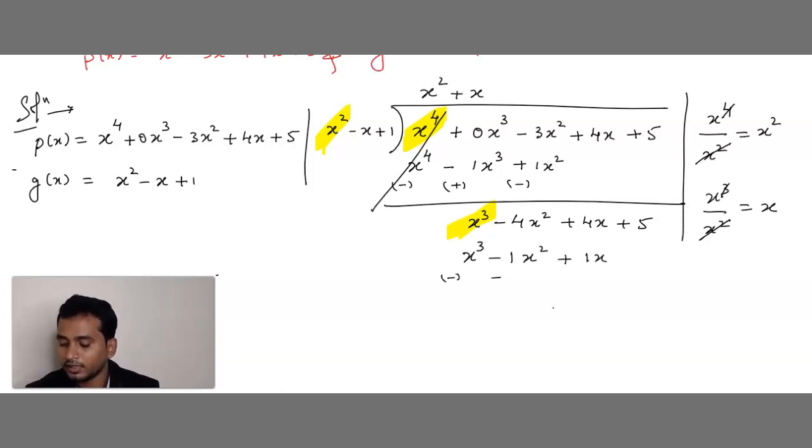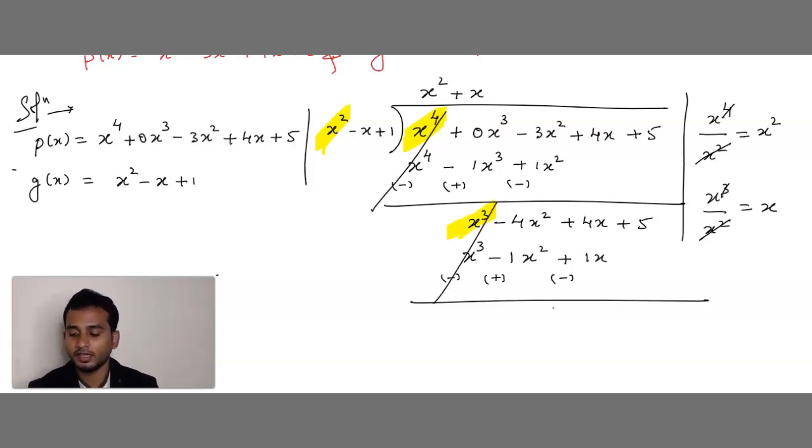Then this is minus, this is plus, and this is minus. Plus x cube minus x cube get cancelled. Plus 1 minus 4. In 1 can we subtract 4? No. No means minus 3x square. 4 minus 1, what is 4 minus 1? That is plus 3x. Then this plus 5 as it is.